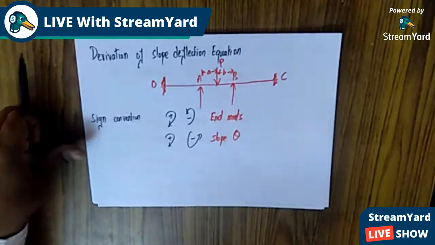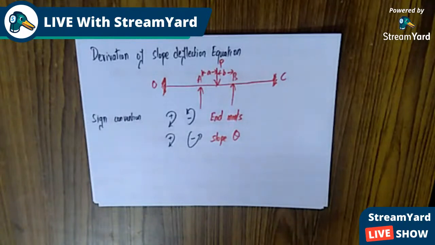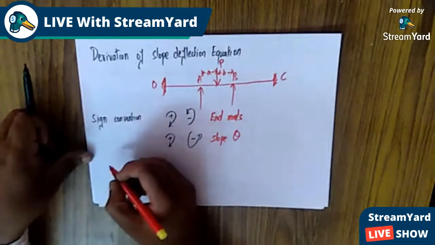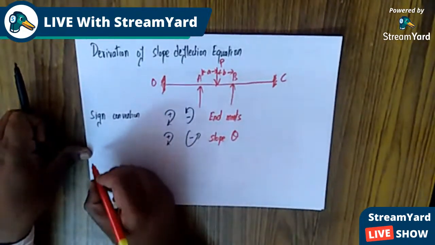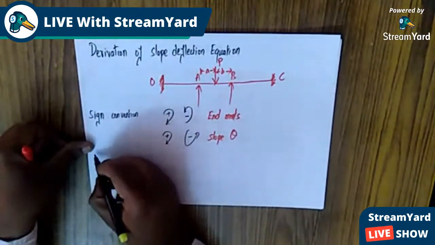We will see other sign conventions too. For example, if there is a relative settlement in any of the spans, we will see how to follow the sign convention.